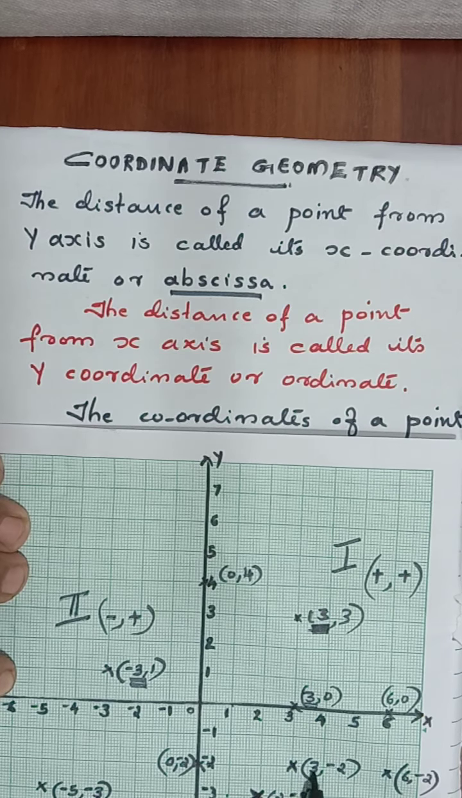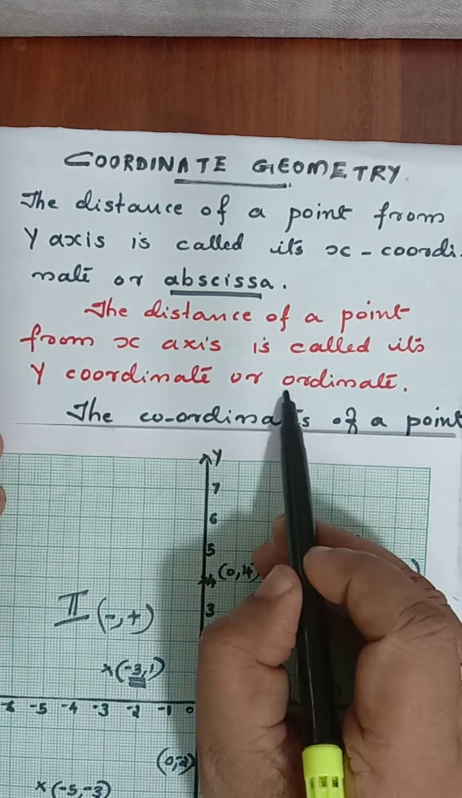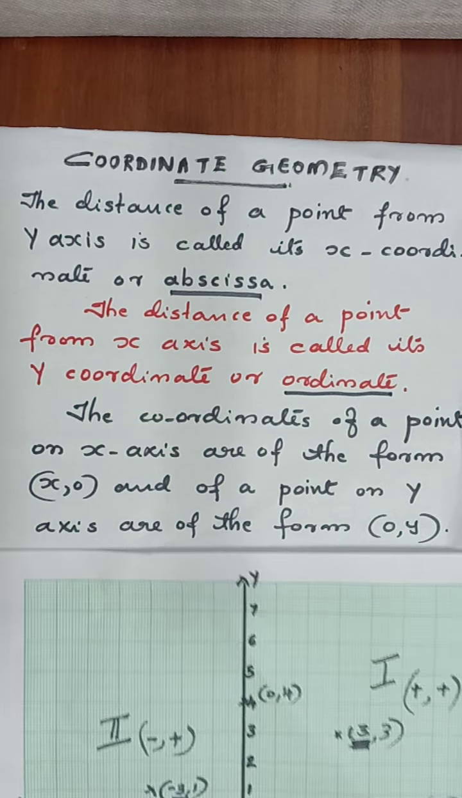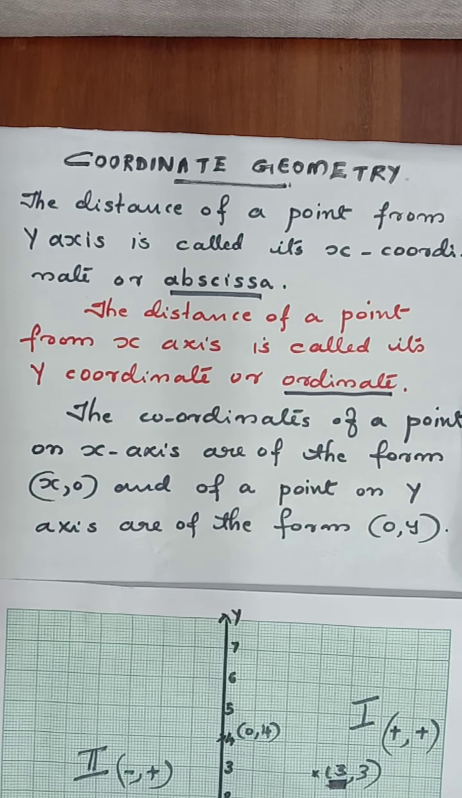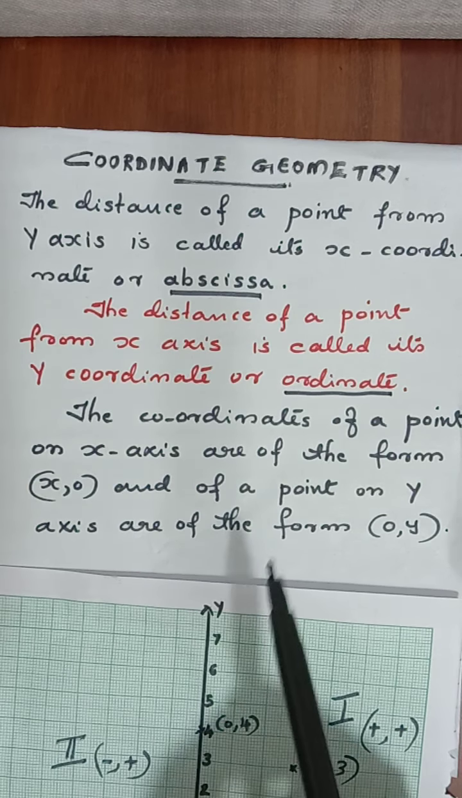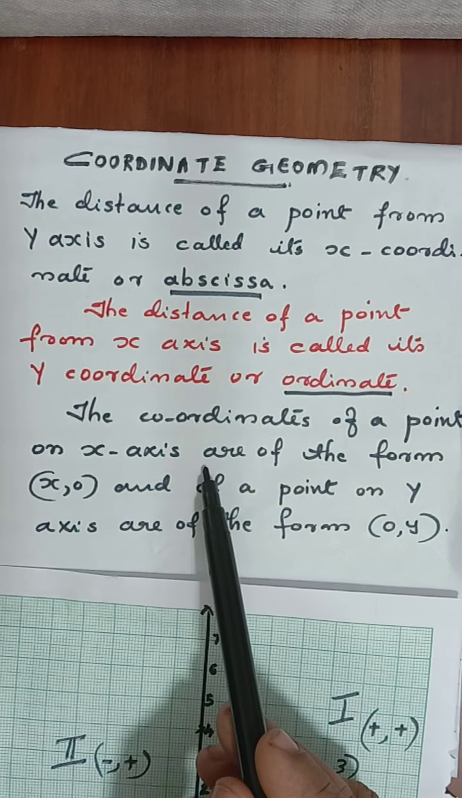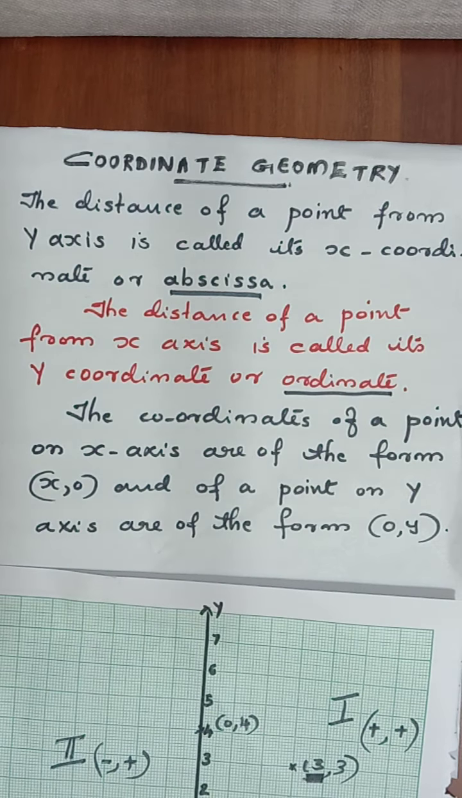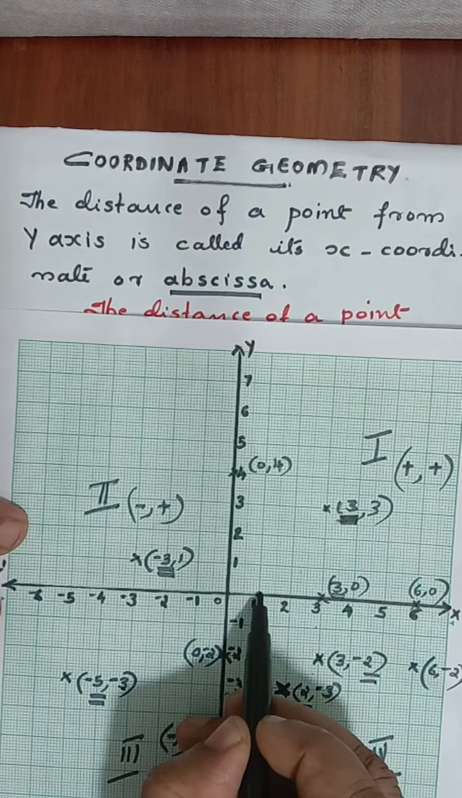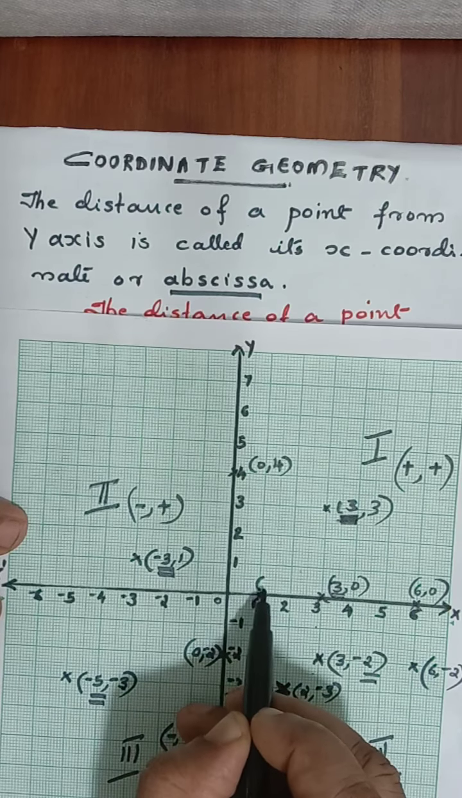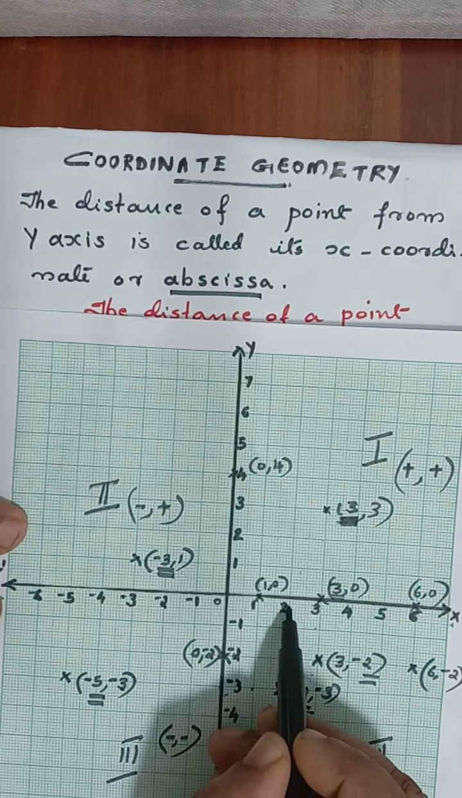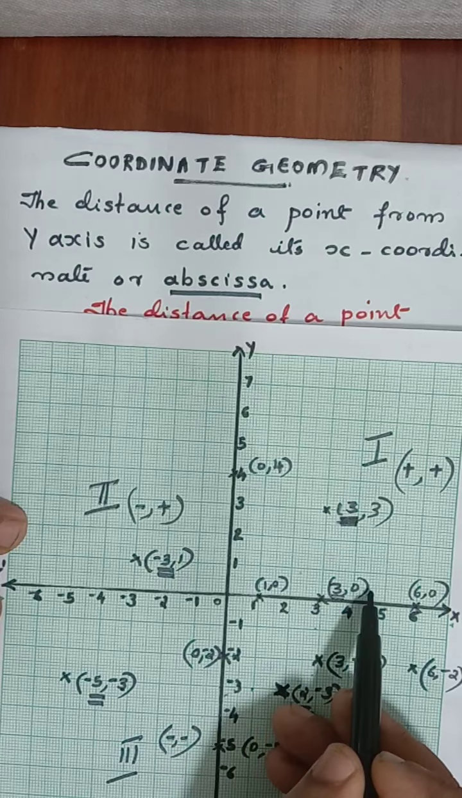To this point, 3, -2, 1, 2, 2 units from the x-axis. That is the y-coordinate. The y-coordinate is also called the ordinate. Now, I already mentioned the coordinates of a point on the x-axis are of the form (x, 0). For example, this point on the x-axis is (1, 0), (2, 0), (3, 0).